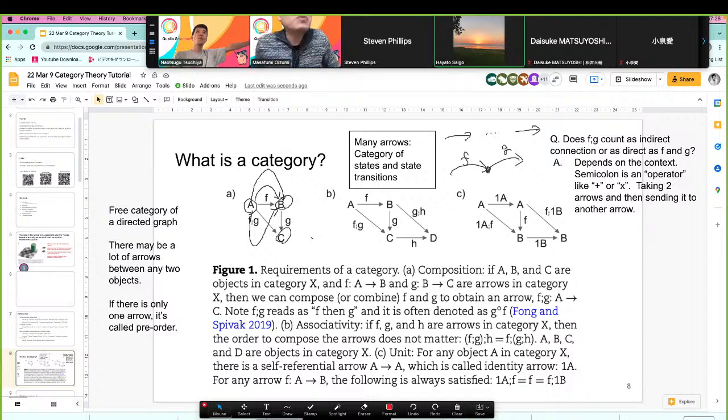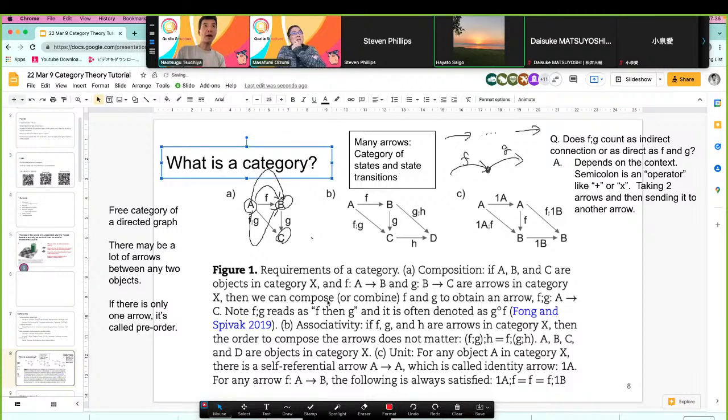Probably what Masafumi is also concerned about is, maybe my example was wrong, but let's say the top one is similar in terms of color, and the other one is similar in terms of space or shape. Can we compose them? Exactly, that's my question.